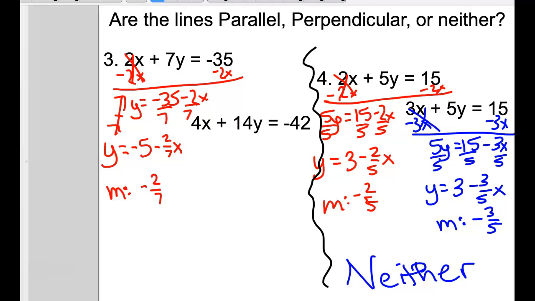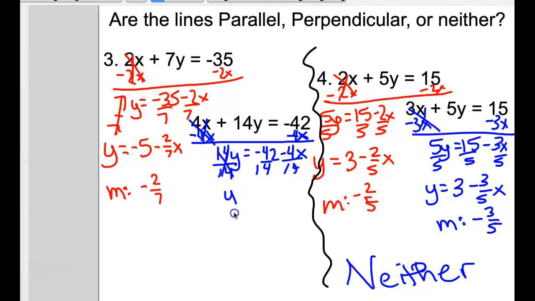And now I can do my second equation. You do have to show all of this work, because we don't know what the slopes are when they're written in standard form. So we have to do the math to turn them into slope-intercept form. Minus my x to both sides, which leaves me with a 14y and a negative 42 and a minus 4x on the right. Divide by the 14, all the parts. I'm going to do this division for you. Negative 42 divided by 14 is a negative 3.